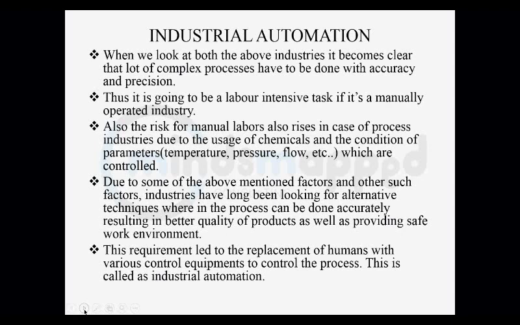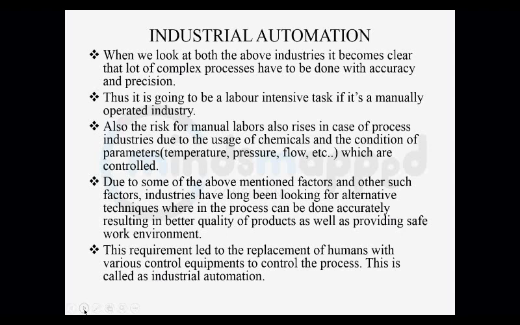Although, that is not to say that discrete industries do not pose risk as well. There you have robots that are welding, robots that are cutting, and shredders. So the chance of an injury is just as much present as in a process industry. Due to these and other factors, industries have long been looking for alternative techniques wherein the process can be done accurately, resulting in better quality of products as well as providing a safe work environment.